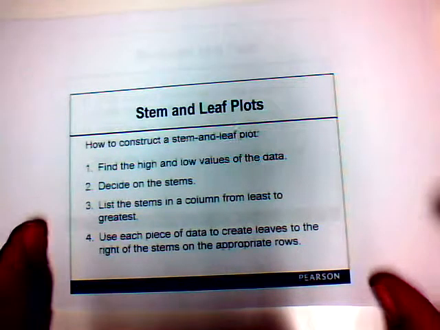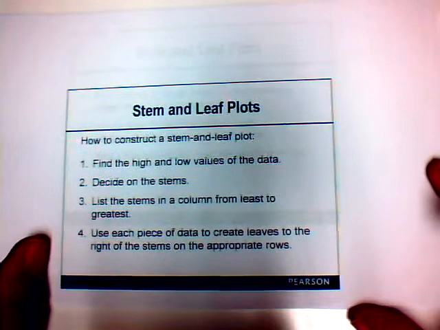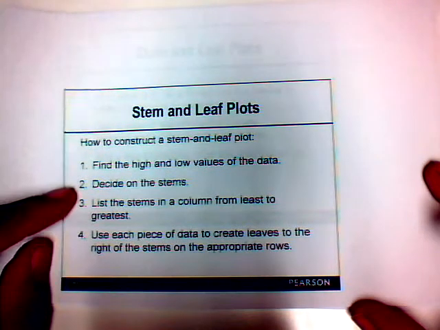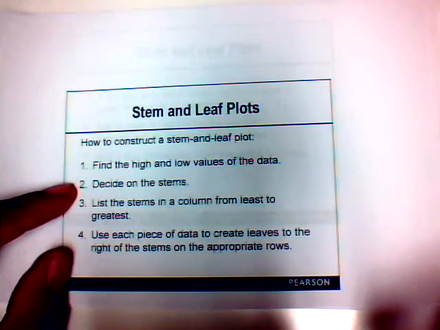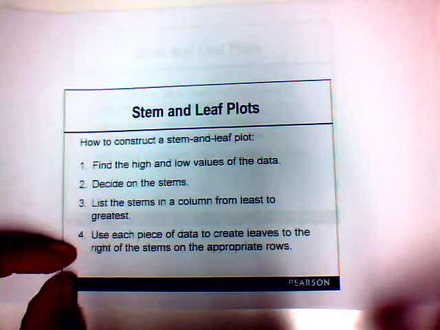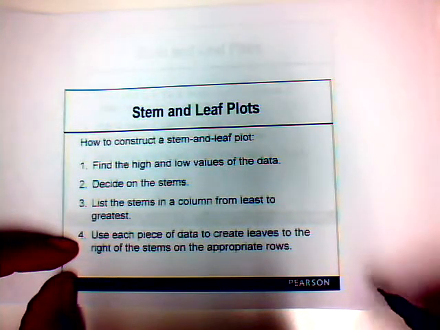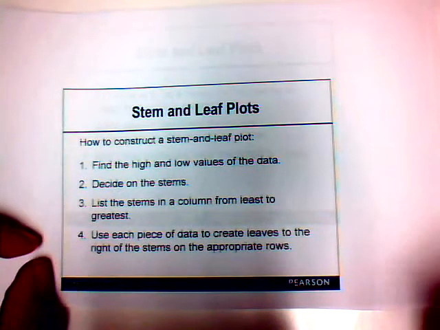And how do we construct a stem and leaf plot? We first find the high and the low values of the data. Then number 2, we decide on the stems based on those high and low values. Then number 3, list the stems in a column from least to greatest, and then use each piece of the data to create leaves to the right of the stems on the appropriate rows.